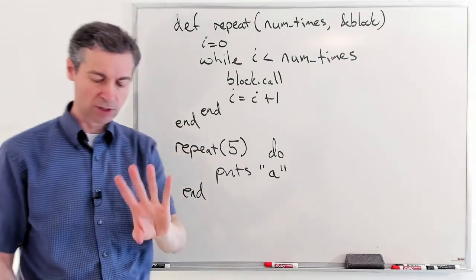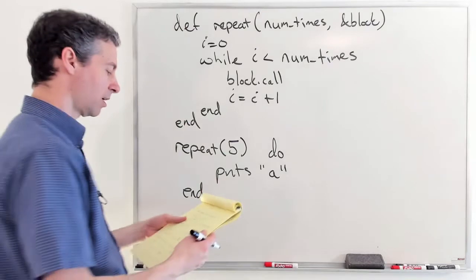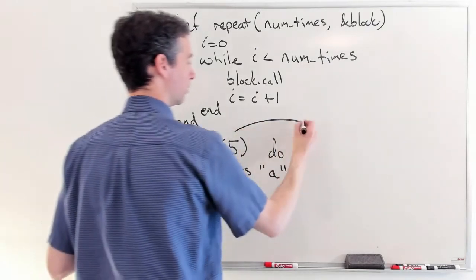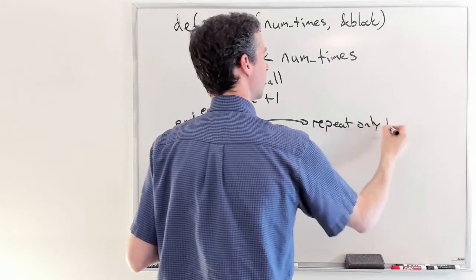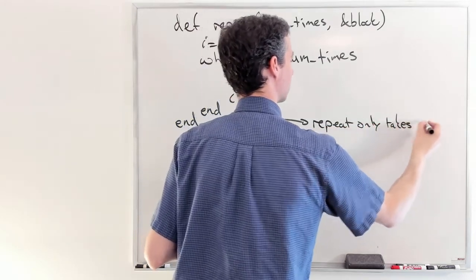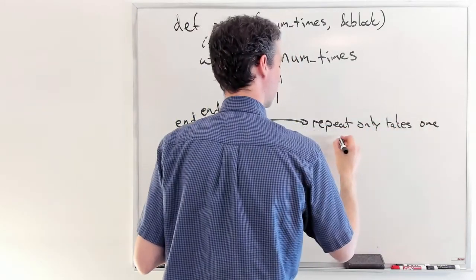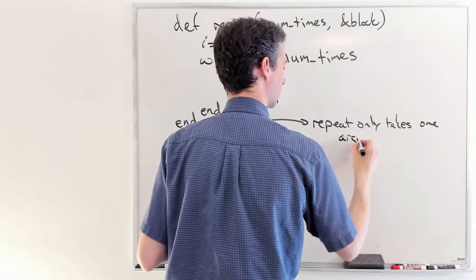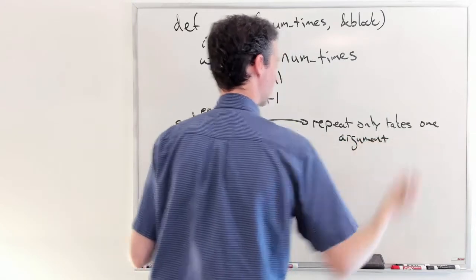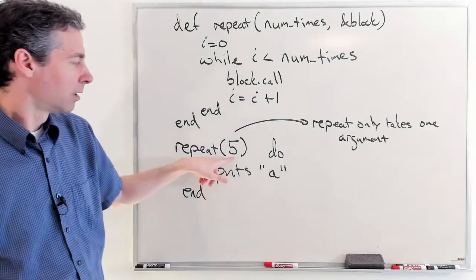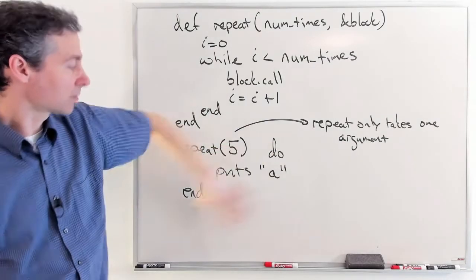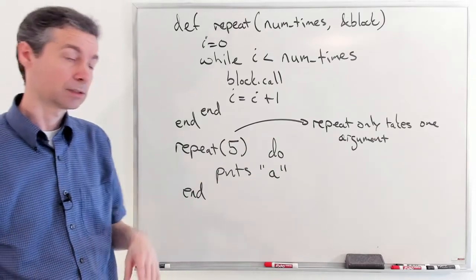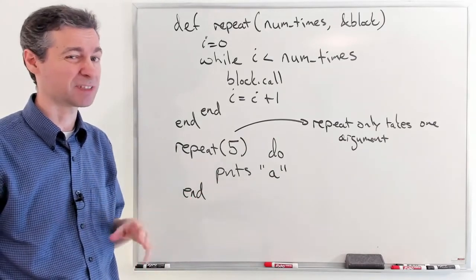Now, one of the things to note is that repeat only takes one argument. Okay? It's not 5 comma some block, as I would have thought it would be, but it's not.